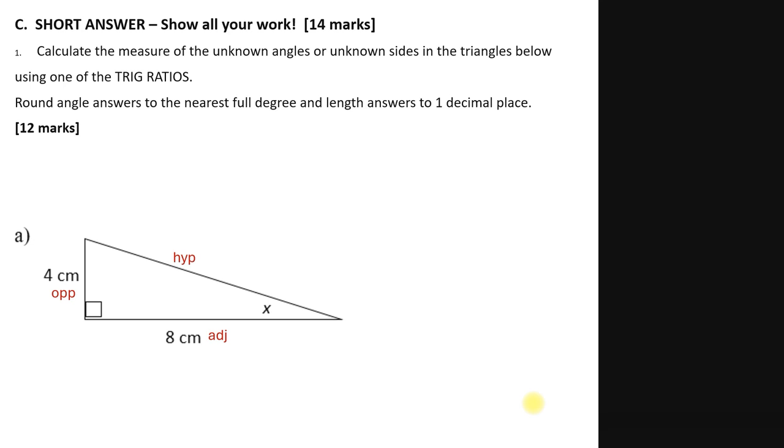adjacent. So the trig ratio that deals with opposites and adjacents is the tan. So we can say the tan of x equals opposite over adjacent. And in this case, tan of x equals 4 over 8. We're looking for an angle x. So when we're dealing with angles, we need to use the inverse tan. So we can say x is equal to the inverse tan of 4 over 8.